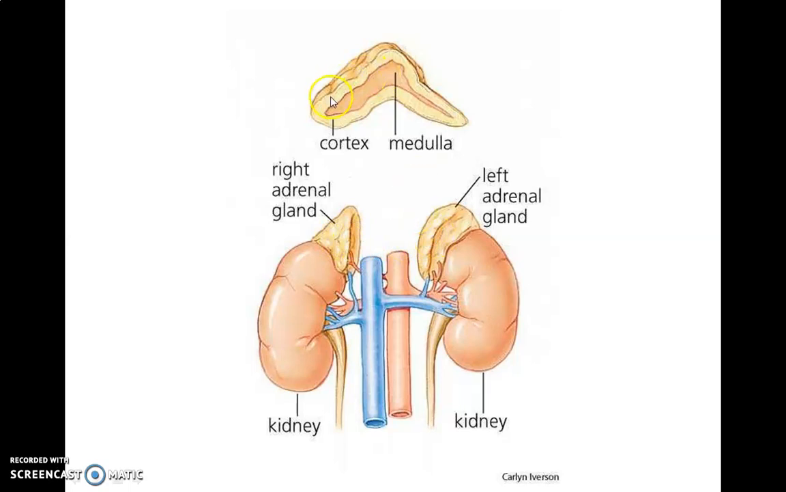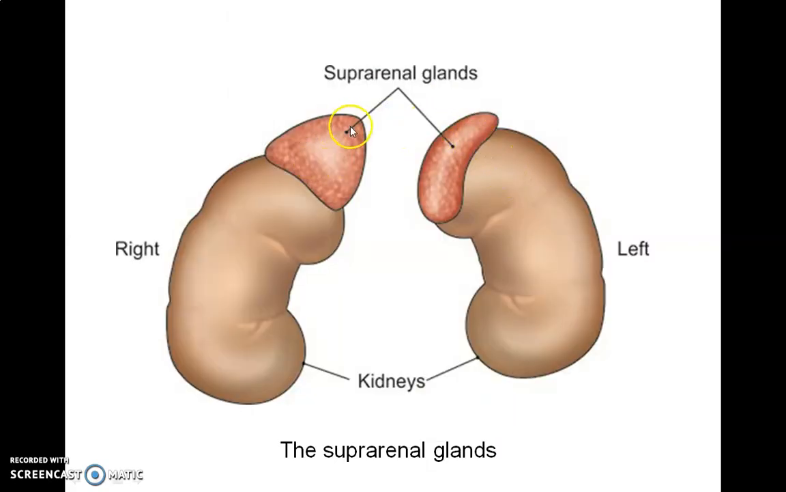Each gland consists of an outer cortex and an inner medulla. Both parts are phylogenetically, developmentally, structurally and functionally different from each other, but anatomically they are considered a single entity. See, this is the right suprarenal gland, this is the left suprarenal gland. The right suprarenal gland is longer at a higher level and nearer to the vertebral column than the left suprarenal gland.